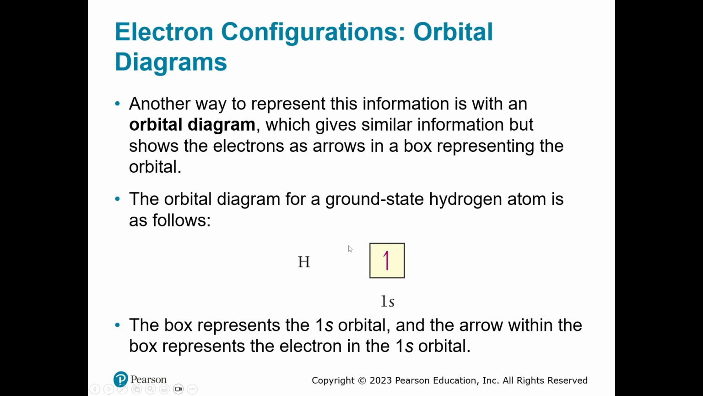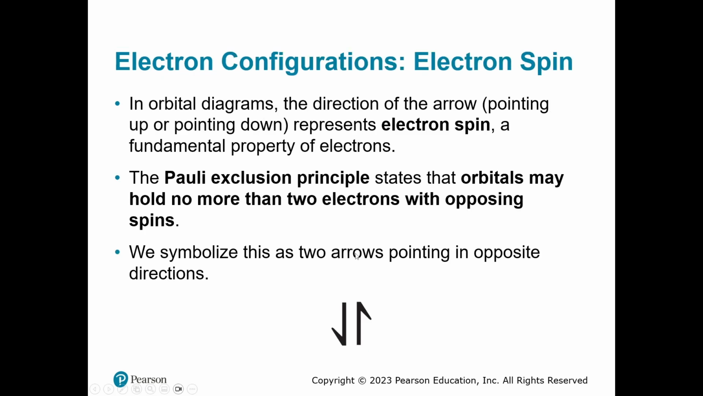And so we have a couple rules for how we do these orbital diagrams. The first one is the Pauli exclusion principle. We've already mentioned this, but orbitals can only contain 2 electrons. However, those electrons cannot be facing the same way.